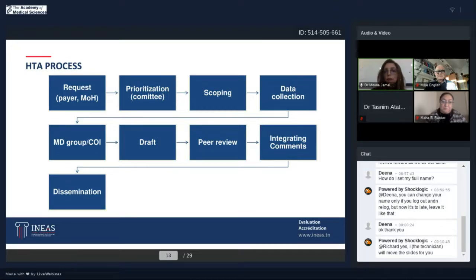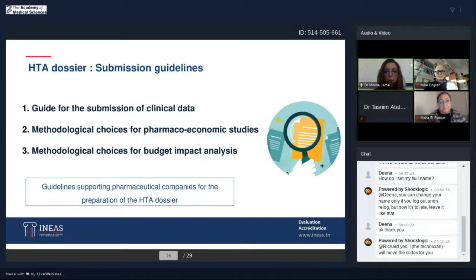We also at the same time form a multidisciplinary group of experts. We produce a draft that is validated by the multidisciplinary group of experts and goes through peer review. Then we integrate the comments before publishing and disseminating the findings of our report, especially, of course, for the decision maker who asked for this assessment.